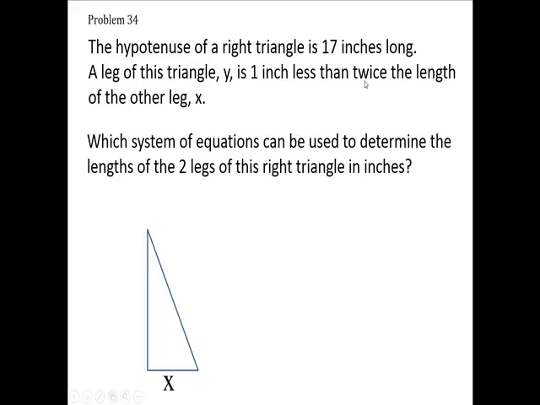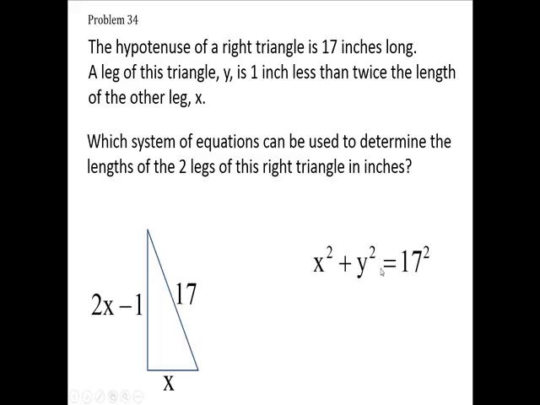The other one is what? Twice the length of x, and it's 1 inch less than twice. We have twice the length of x, and it's 1 inch less than that. So this is the other leg, which is y. Y equals 2x minus 1. And the hypotenuse is 17.